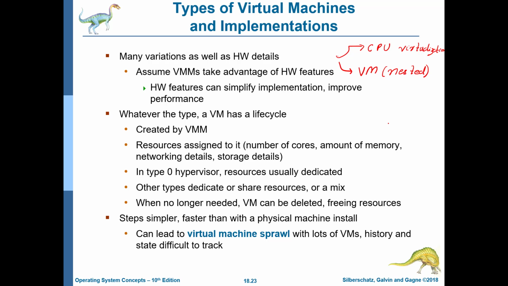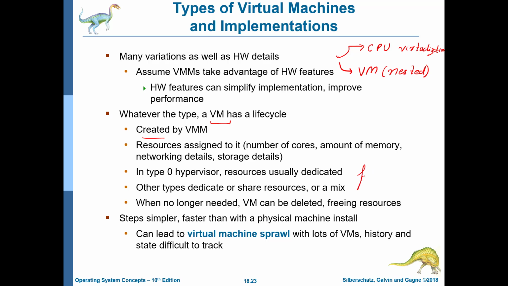So now coming back to our discussion, there are many variations of VMMs. So every virtual machine will have a life cycle where it will be created, resources will be assigned to it, resources like the number of cores, memory, networking details, storage, and so on. For a type 0 hypervisor, of course, which is running on firmware, resources are usually dedicated. But other types will create multiple VMs and they may dynamically either partition the resources or share the resources.